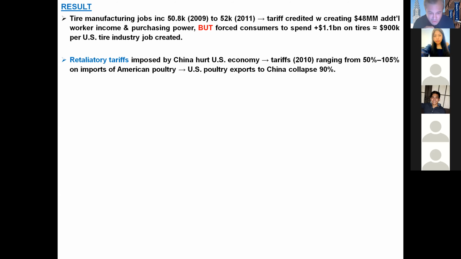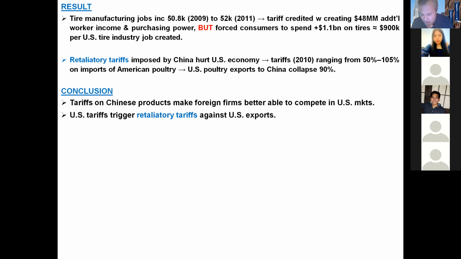So what's the conclusion? The conclusion is that tariffs on Chinese products make foreign firms much better able to compete in the U.S. markets. And when the U.S. imposes tariffs, it could expect retaliatory tariffs against its exports. Okay. Any questions here on this slide, folks?